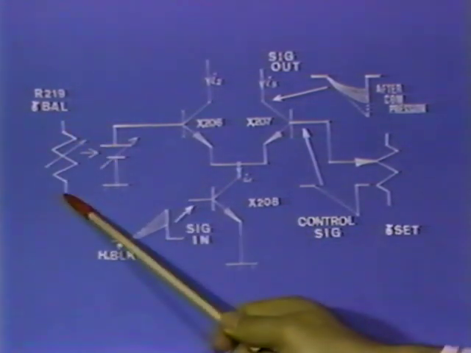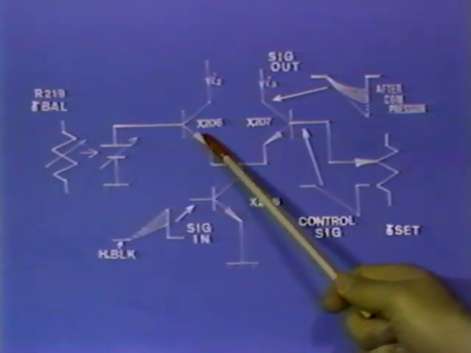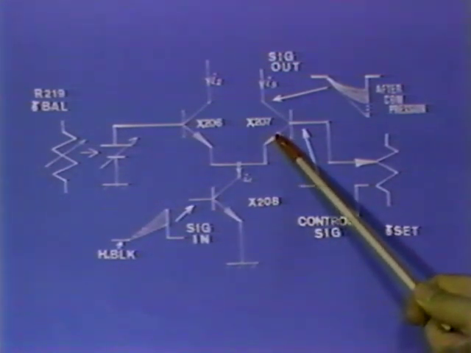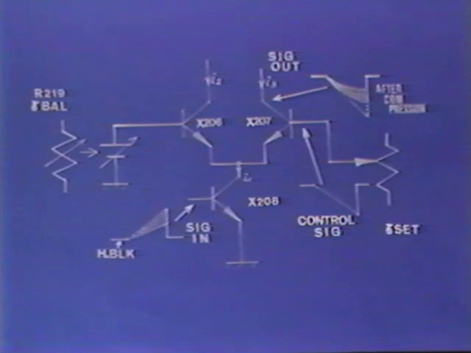The gamma balance potentiometer is in charge of the gain of X208 and X207 as a whole by adjusting the current distribution of X206 and X207 DC-wise between the two. In actual procedure, it is used to adjust the Y-set signal level.